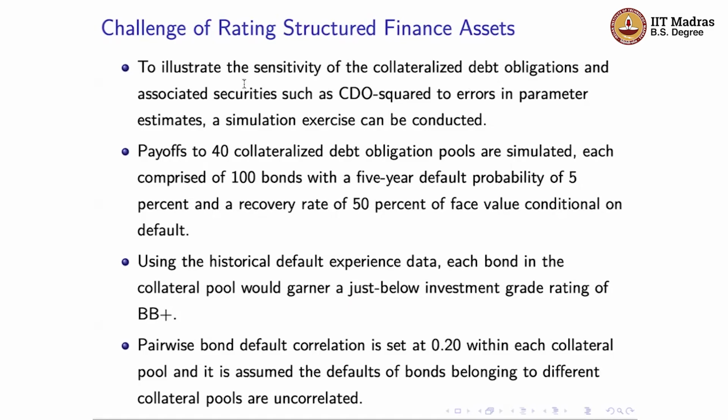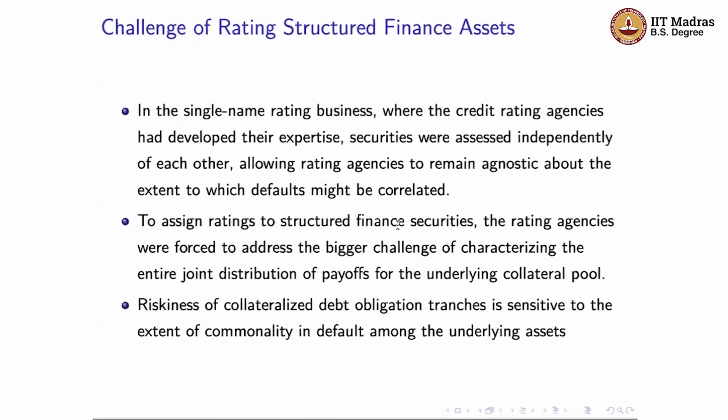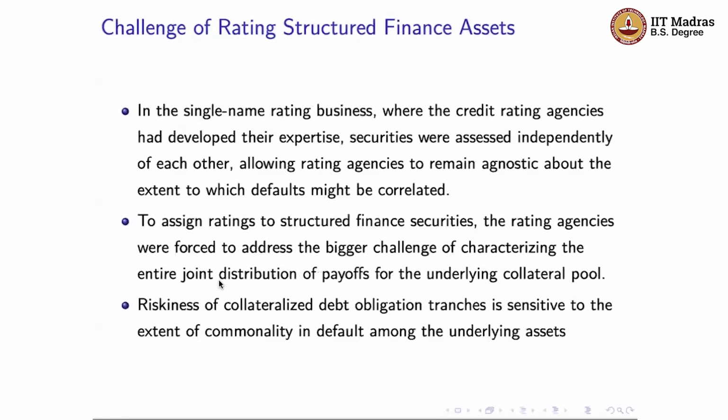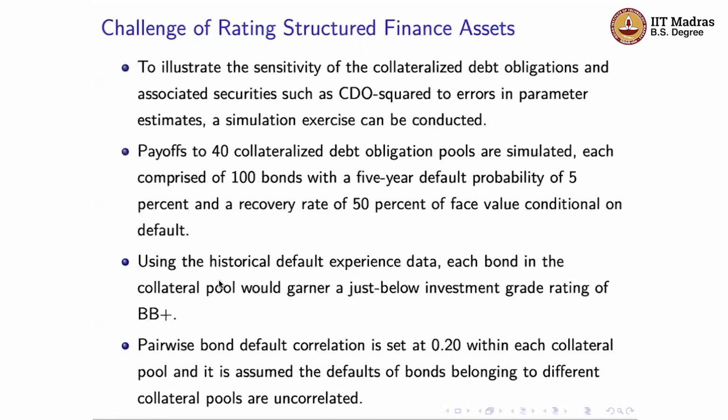Now, if this was the underlying bond structure, where you had a bond with a 5-year default probability of 5% and a recovery rate of 50%, you can back it out, and one can show that this would have resulted in a rating of BB plus. So remember, BB plus is a speculative grade bond, but it's the highest speculative grade. So not particularly safe assets.